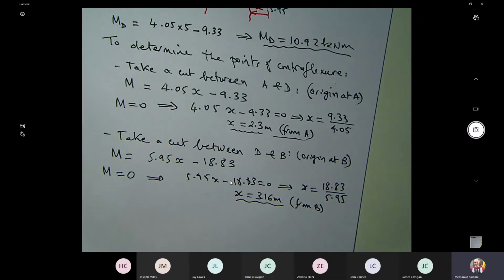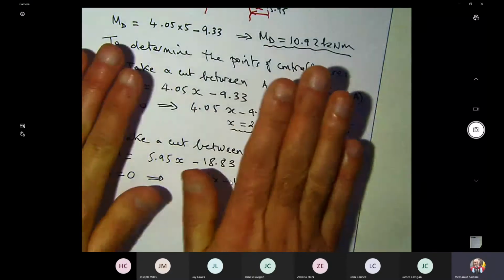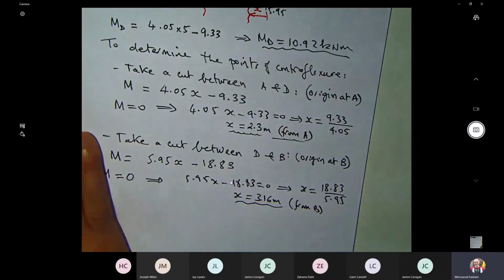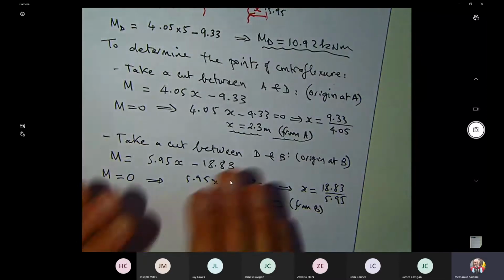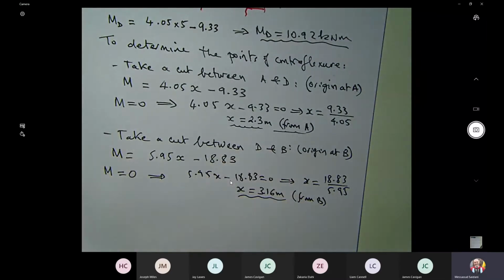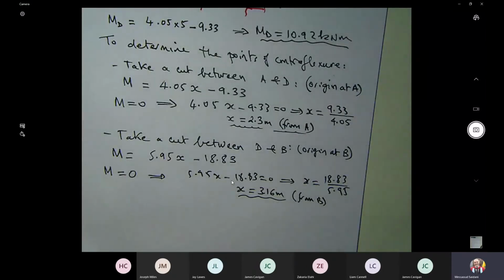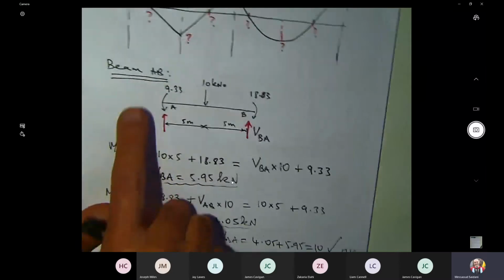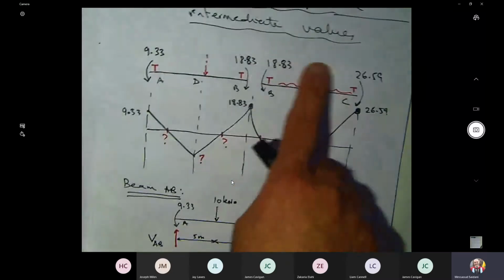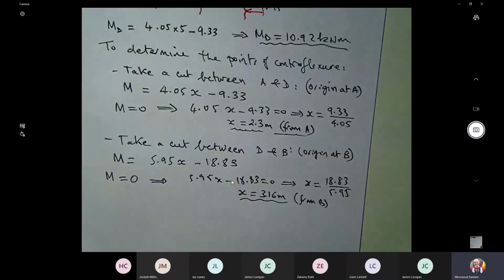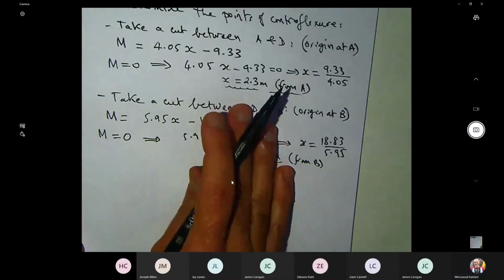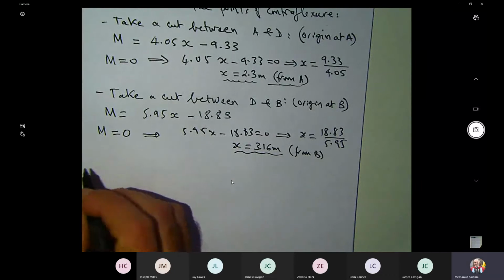Okay, now let's plot. We finished AB. We're going to do the same for BC. So we finish with AB, and we do the same. We are going to repeat everything we did for member AB for member BC, for this one here. Any questions, please? Okay, so member BC.